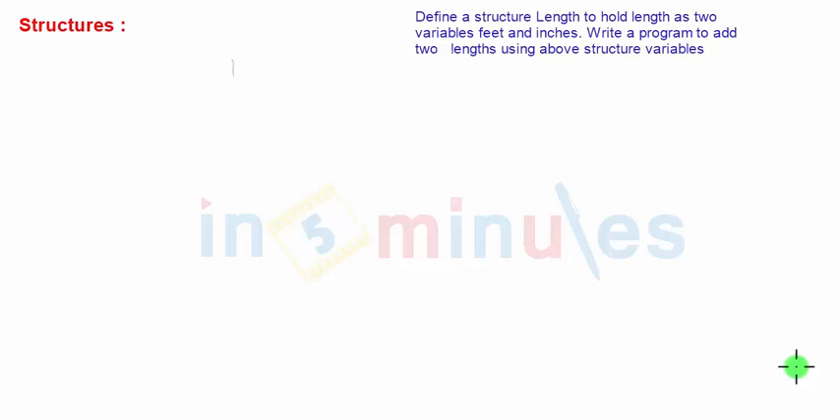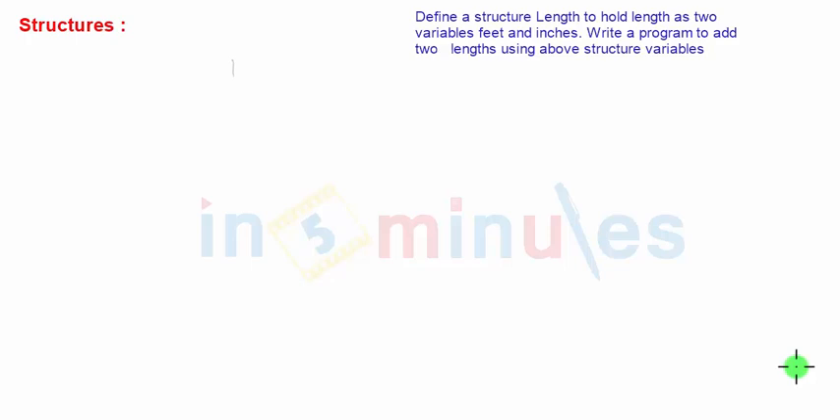Now we'll be writing a program with structure variables. We need to define a structure length to hold length as two variables, that is feet and inches. So feet and inches will be structure members. Write a program to add two lengths using above structure variables.